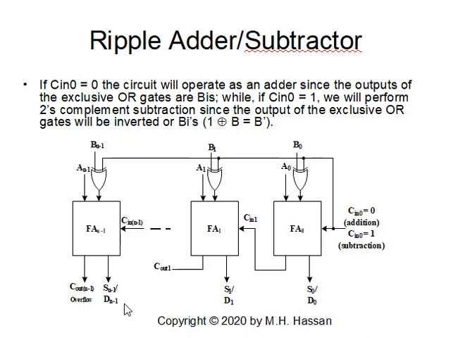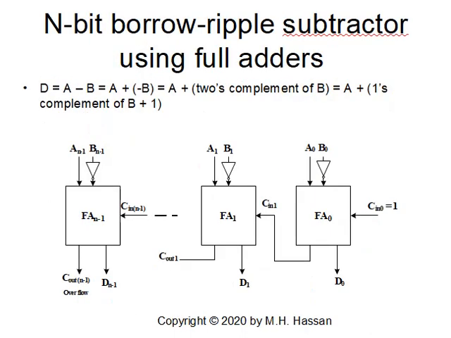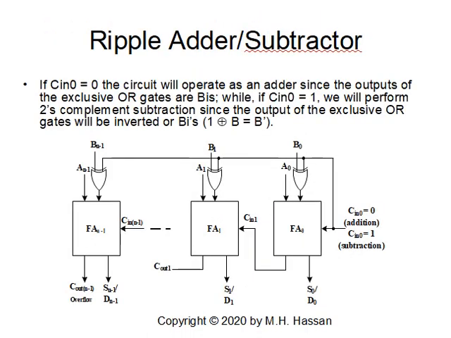So this circuit is very similar to the previous circuit, except we replaced the inverters with exclusive OR, and Cin 0 is either 0 or 1. And this will enable me to combine both functions in one circuit, which is a ripple adder subtractor. Beautiful circuit.